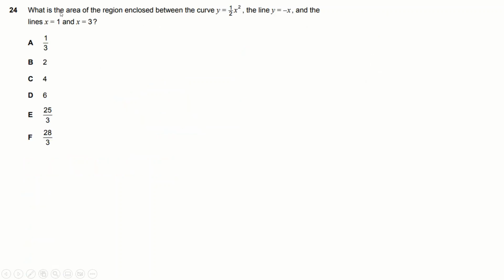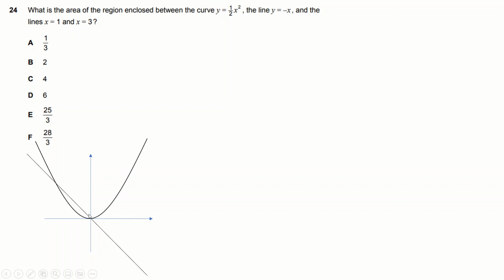24. So what's the area enclosed by this and this? So probably going to want to draw this, right? So there's a parabola there of half x squared. Line y equals x looks like this. And I know that it's kind of steeper than this to start with. If you want to, you can just think about what happens at minus 1. This at minus 1 is at half, because minus 1 squared is positive 1 times a half. This at minus 1 is at plus 1. So the line is above the curve here, so that's cool.